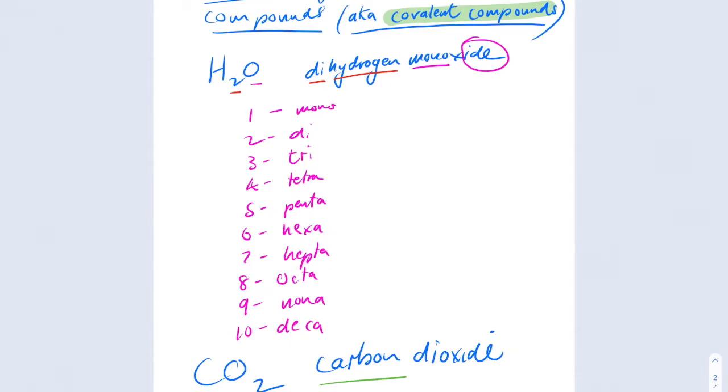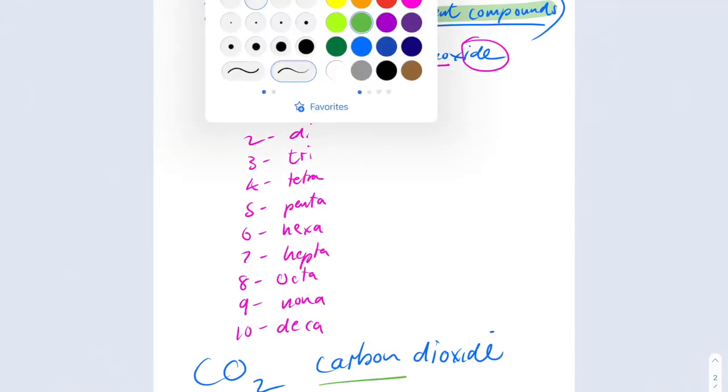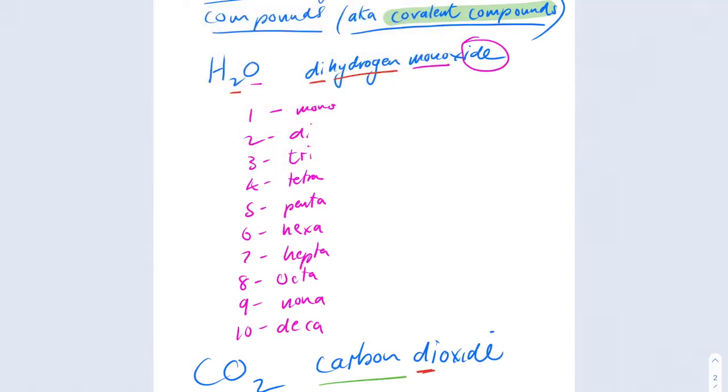So it's carbon dioxide. We're going to say di because there's two oxygens, and you can see we've changed the word oxygen into oxide. So dioxide. The second element changes to IDE.